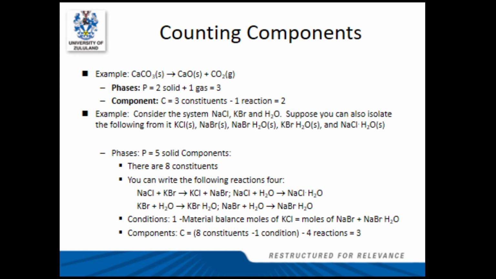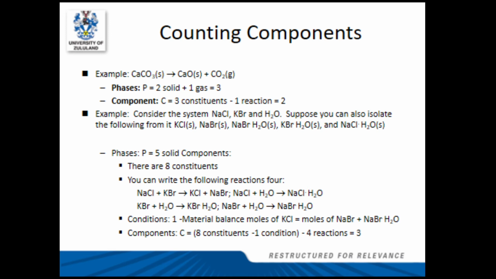So in other words, the number of phases in this case is 2 for the solid state plus 1 for the gas state, which means it will be equal to 3. 2 solids: 1 solid is for calcium carbonate, and 1 solid is for calcium oxide. So it is 2 plus 1, which is 3.